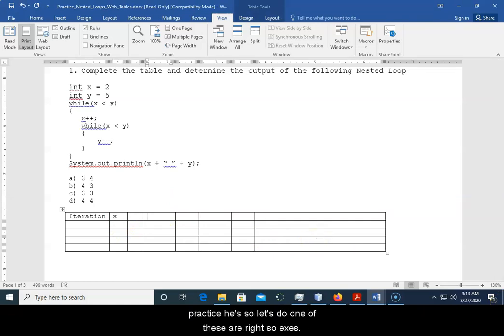All right. So x is 2, y is 5. The outer loop: x is less than y, and then we've got x plus plus. Then the inner loop: x is less than y, and then we've got y minus minus. And then we have System.out.println, and it wants to print x plus a blank plus y.